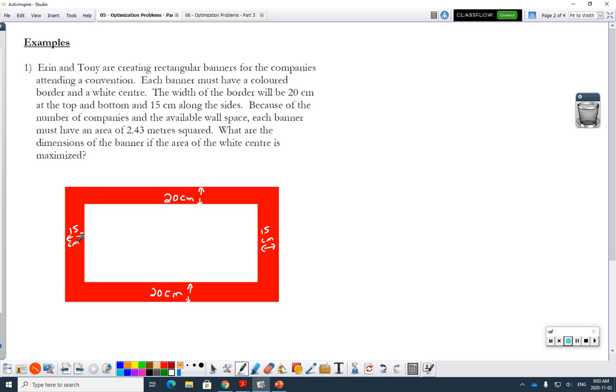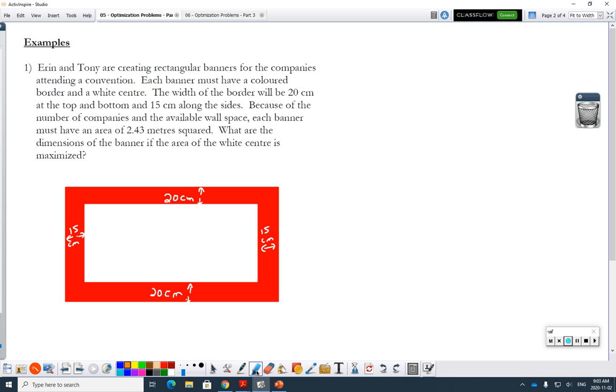Because of the number of companies and the available wall space, each banner must have an area of 2.43 meters squared. What are the dimensions of the banner if the area of the white center is to be maximized? When I was teaching these word problems two weeks ago, what I said was, don't read all the details the first time. Don't let your brain get confused about all the details the first time. Just scan through it until you find the most important sentence.